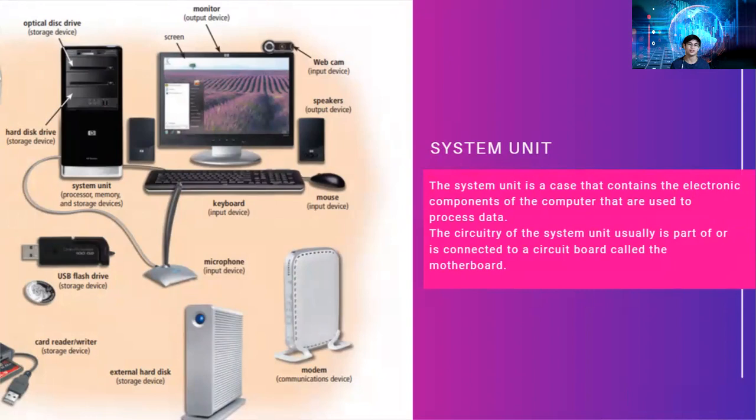Okay, so the system unit has the processor, memory, and storage devices. So again, that is not a CPU. A CPU is part of a system unit. So if someone asks you to please turn on the CPU, you turn on the system unit, not the CPU. Okay, so again, the system unit is a case that contains electronic components of the computer that are used to process the data.